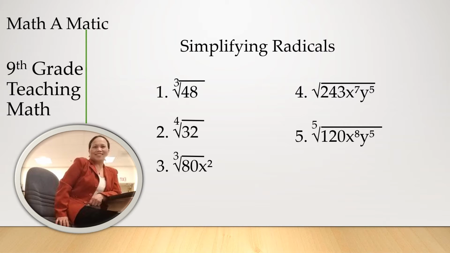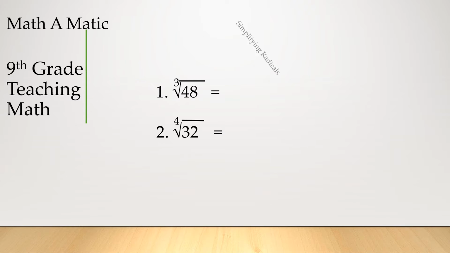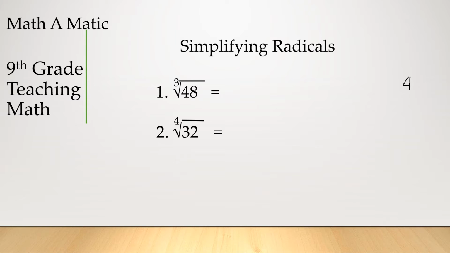So now, let's simplify radicals. I have here number 1, the cube root of 48. The index here is 3. It means that we're going to find one of the factors of 48 that is a perfect cube. If you don't know your set of perfect cubes, you can do prime factorization.